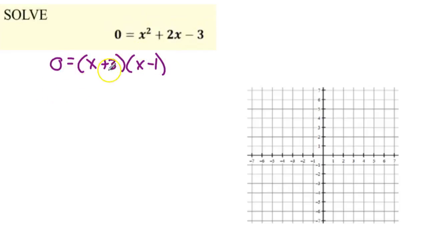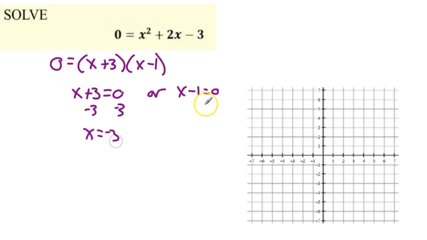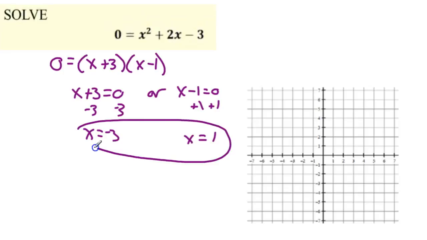Now I need to think. This is a property when I multiply. If one side equals 0, then the whole thing will equal 0. That's called the zero product property. So I can say x plus 3 equals 0, or x minus 1 equals 0. Minus 3, x equals negative 3, plus 1, x equals 1. Okay, so these are my two answers.